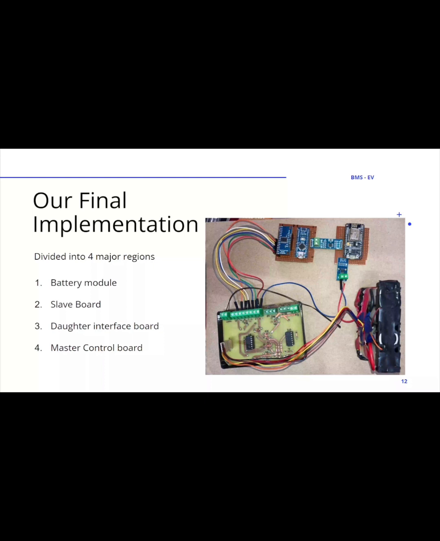4S1P configuration consisting of 18650 cells. The slave board consists of a flash module along with some complementary resistors as well as a thermistor for temperature monitoring. The daughter interface board consists of the MUX as well as the Arduino Nano, in our case, as the slave board controller. And finally, the master board controller consists of the ESP8266 module as well as a current sensing module for uploading this data to the cloud.